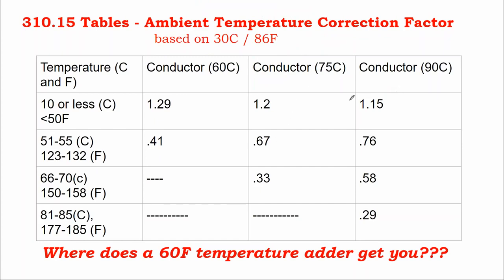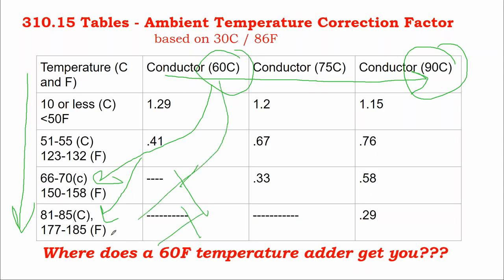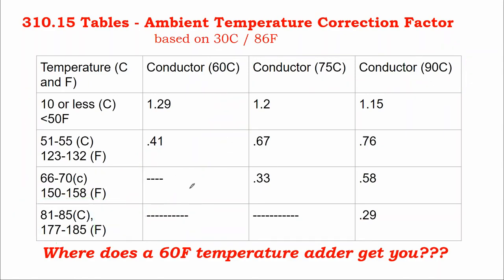The hotter the temperature you go, you need to start having higher temperature rated conductors, to the point where lower temperature rated conductors begin to exceed their temperature rating. Code is saying that 60 degrees Celsius cable cannot go in an 80 degrees Celsius environment. Otherwise it'll start burning up.